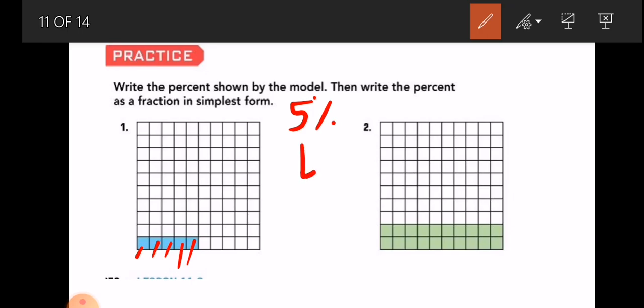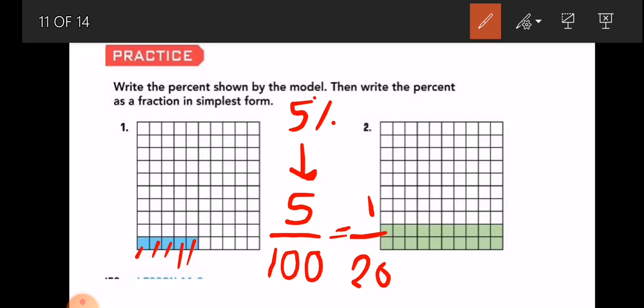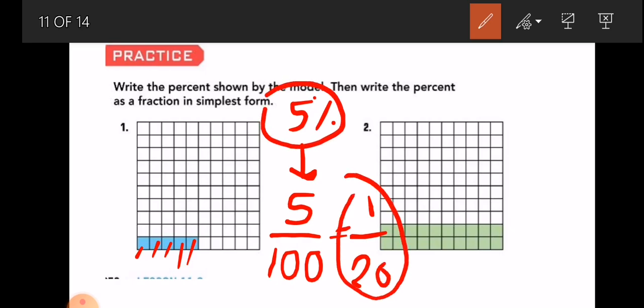How to make this one a fraction? It means 5 over 100. I did it as a fraction. But is it in the simplest form? No, you can divide by 5. Divide by 5 up will give you 1. Divide by 5 down will give you 20. So here is the percent form. Here is the fraction form, 1 over 20.